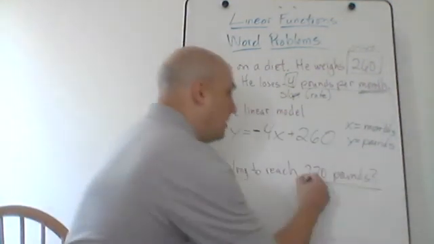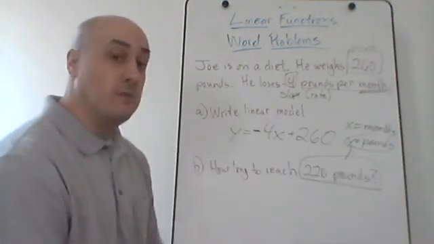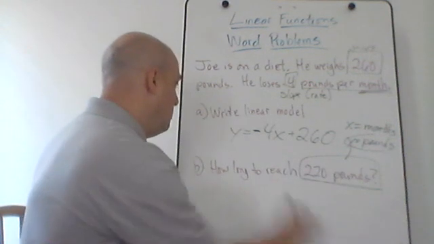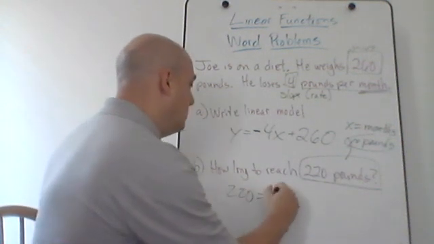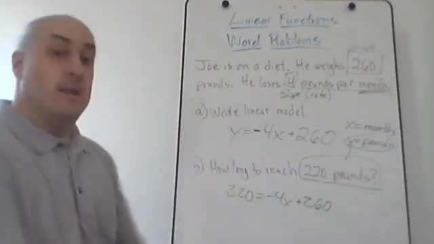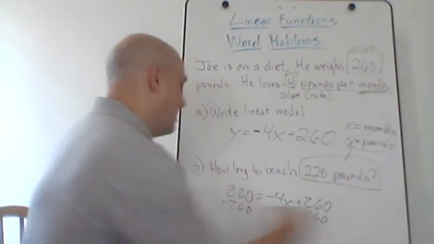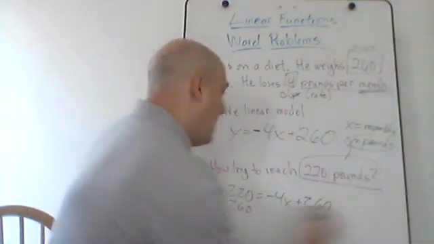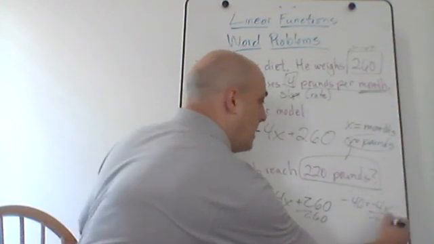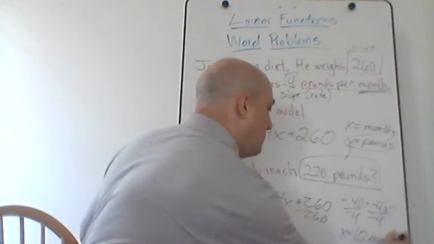Well, 220 pounds, that's a number of pounds, so that 220 goes in for the y. So I go back to my equation: 220 for y equals negative 4x plus 260. And then I solve that equation for x. So pretty basic here. If you remember how to solve linear equations, I subtract the 260, so that's going to be negative 40 equals negative 4x. And then when I divide both sides by negative 4, I get that x is equal to 10 months.